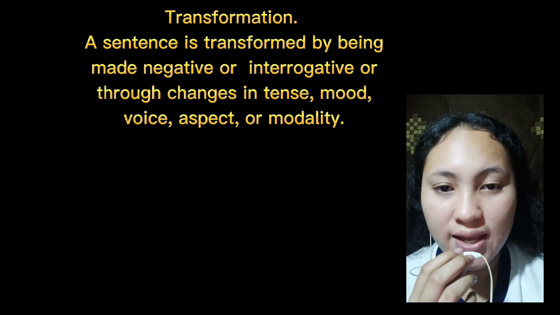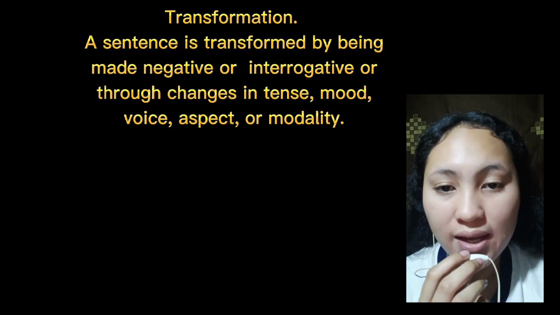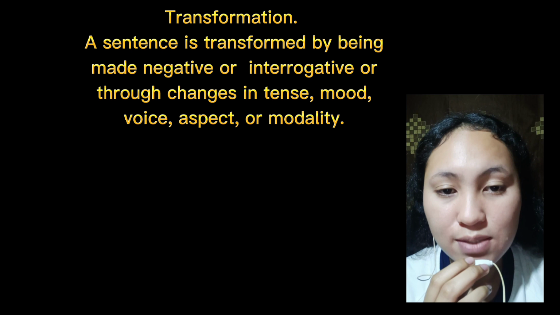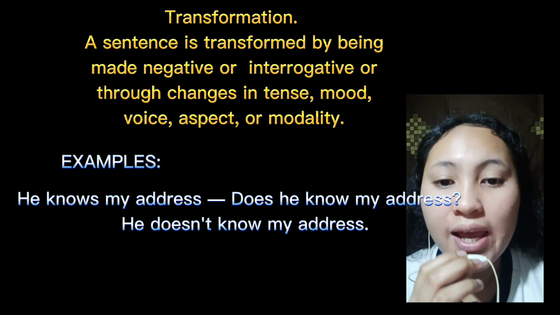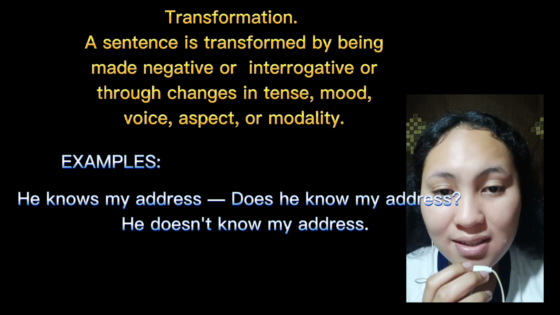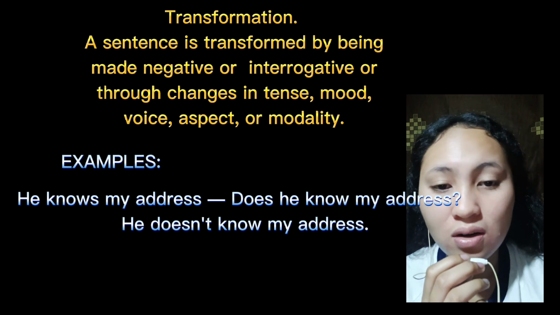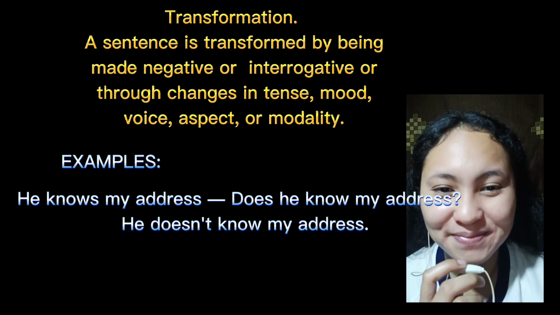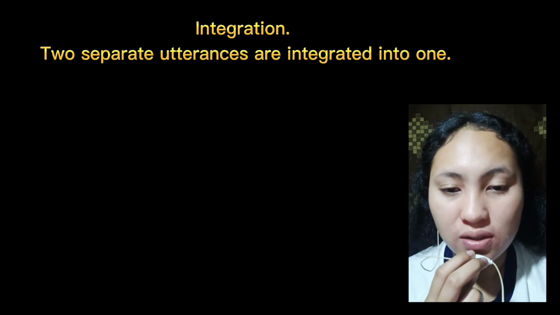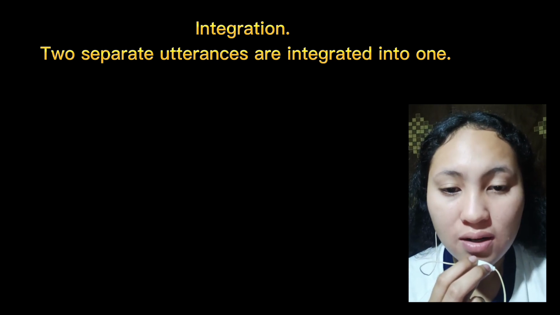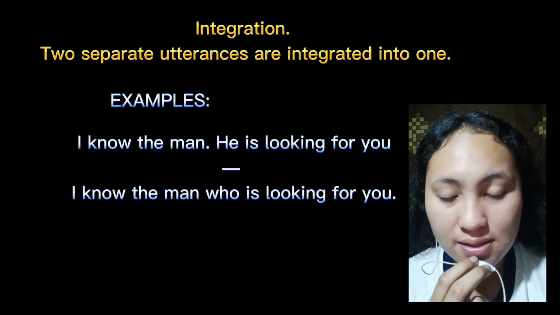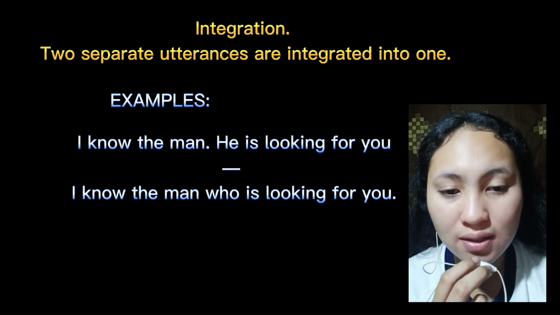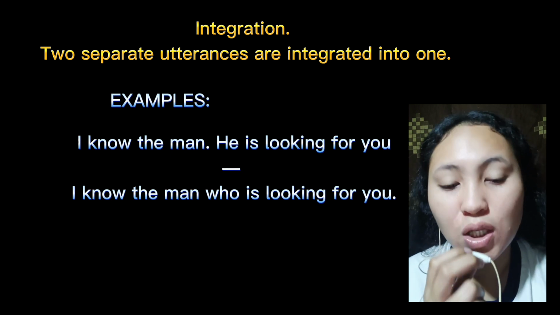Transformation. A sentence is transformed by being made negative or interrogative, or through changes in tense, mood, voice, aspect, or modality. Examples: he knows my address. When the sentence is transformed by being made interrogative, does he know my address? Or negative, he doesn't know my address. Integration. Two separate utterances are integrated into one. Examples: I know the man. He is looking for you. Integrated into one, I know the man who is looking for you.